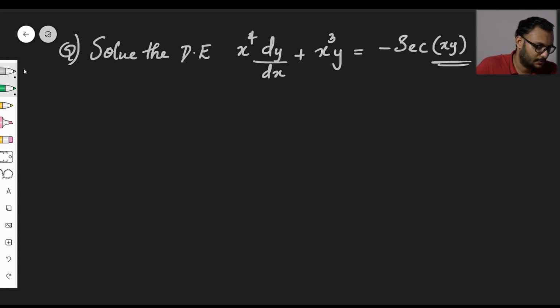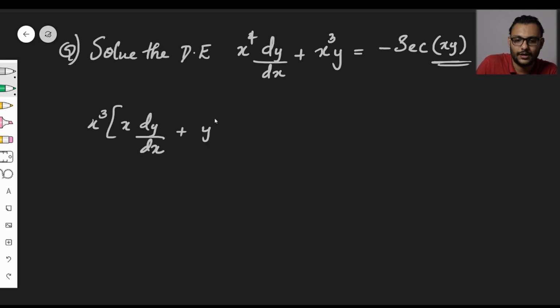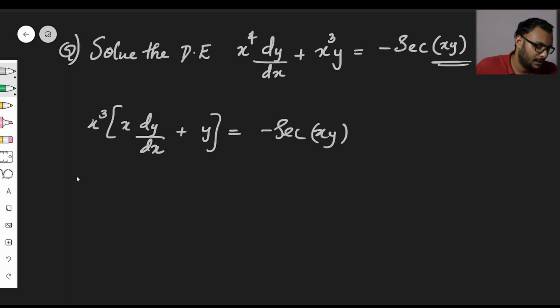Let us give a substitution. Before jumping into that, let us rearrange this equation by taking x cube outside these two terms. So x cube into x dy by dx plus y equal to minus sec xy. Now let us substitute xy equal to v, a new variable. Put xy equal to v. So then what will be dy by dx?